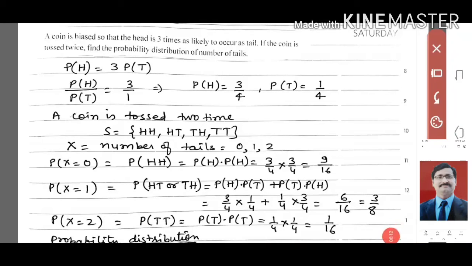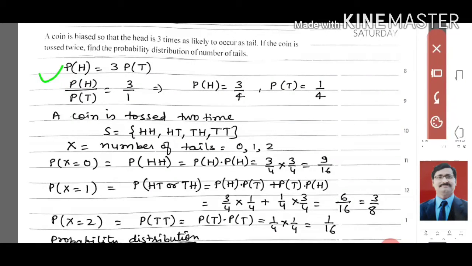A coin is tossed so that the head is 3 times as likely to occur as tail. If the coin is tossed twice, find the probability distribution of number of tails. So look, it is given in the question that P(H) is equal to 3 times P(T), means probability of head is 3 times probability of tail. So P(H) upon P(T) is 3 by 1. If P(H) is 3, then P(T) will be 1, means total 4 cases we have. So P(H) will be 3 by 4 and P(T) will be 1 by 4.